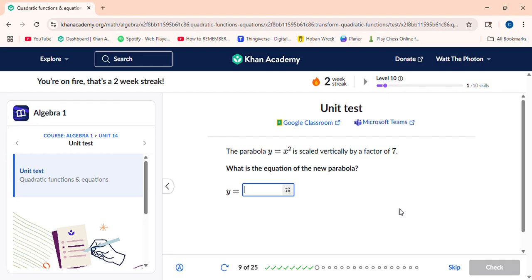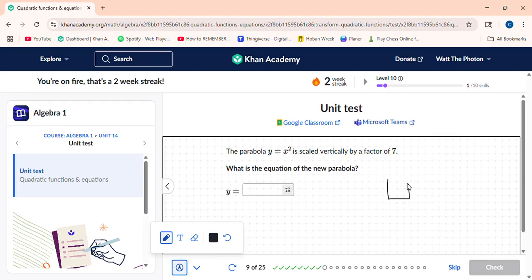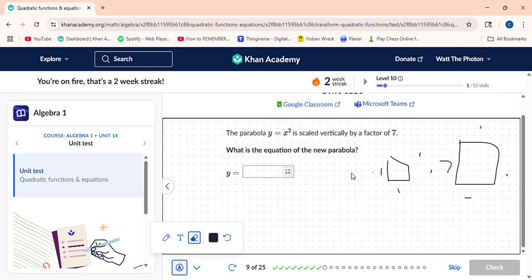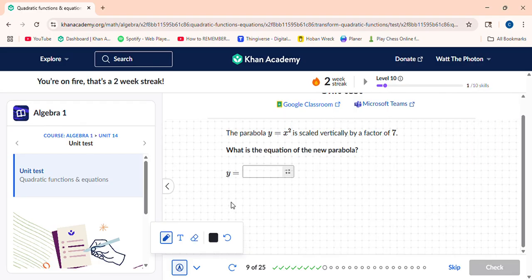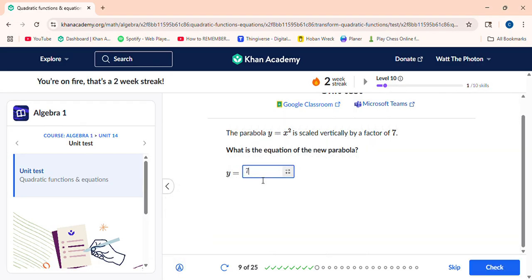The parabola y equals x squared is scaled vertically by a factor of 7. Let's see, what does that mean? What's the equation of the new parabola? It's a scale factor, so it's probably multiplication. You can have this triangle or square, I guess. 1, 1, 1, 1, scale factor of 2, 2, 2, 2, 2. What is that? 7x squared.